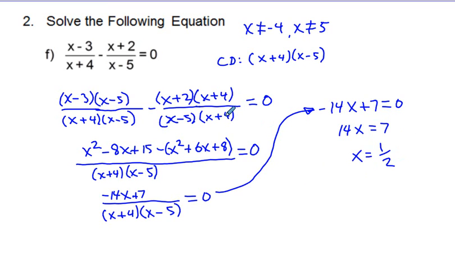And we look at our exclusions. Sometimes the solution we find will be equal to our exclusion, but in this case it is not. So therefore our answer to this equation is going to be x equals 1/2.